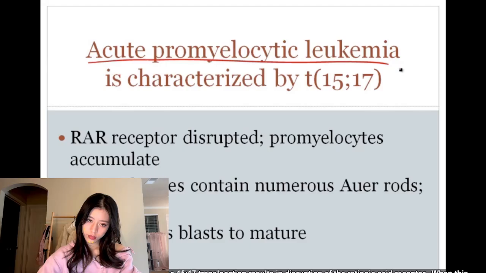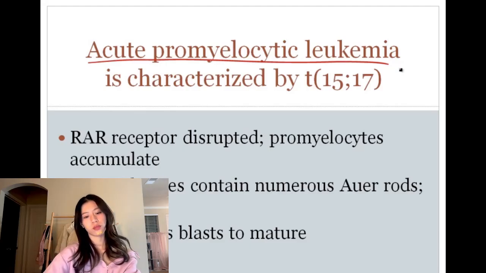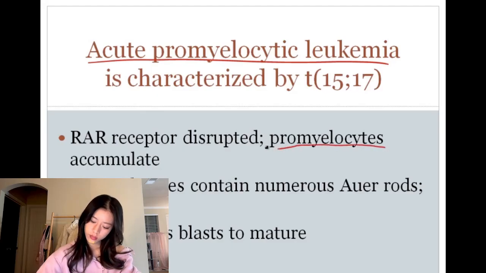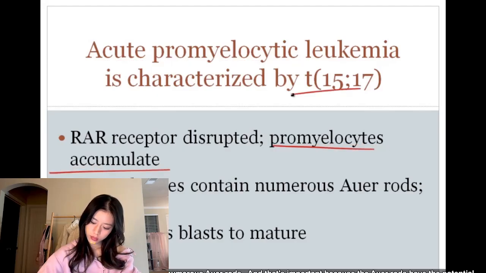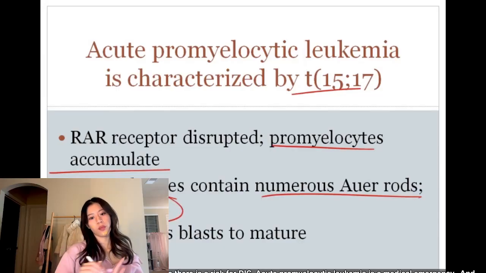When this retinoic acid receptor is disrupted, this disrupts the ability of the cells to mature. And so instead of maturing, promyelocytes will accumulate. The promyelocytes contain numerous Auer rods, and that's important because the Auer rods have the potential of activating the coagulation cascade, and so there is a risk for DIC. Acute promyelocytic leukemia is a medical emergency, and that's because of the risk of DIC.